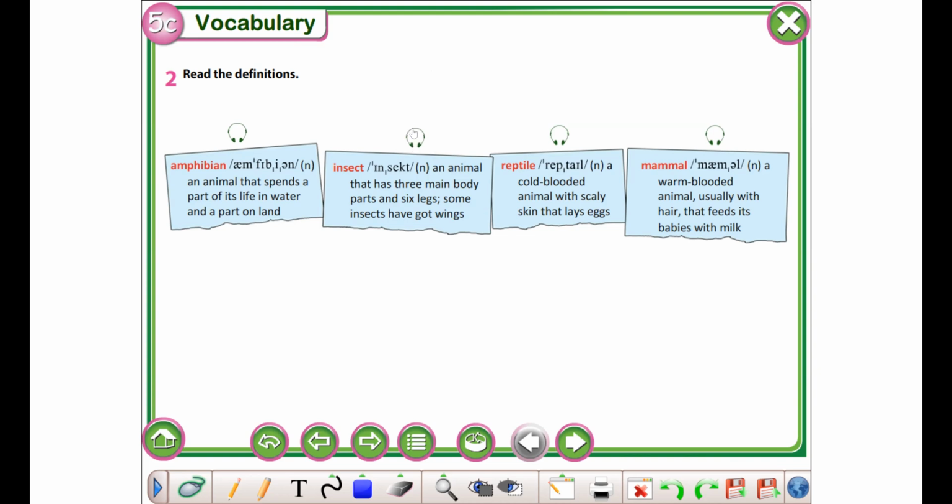An insect. Noun. An animal that has 3 main parts to the body and 6 legs. The beetle, the wasp, the butterfly. Some insects have got wings. Great. Okay, continuing. Reptile. Noun. A cold-blooded animal with scaly skin that lays eggs. It lays eggs.